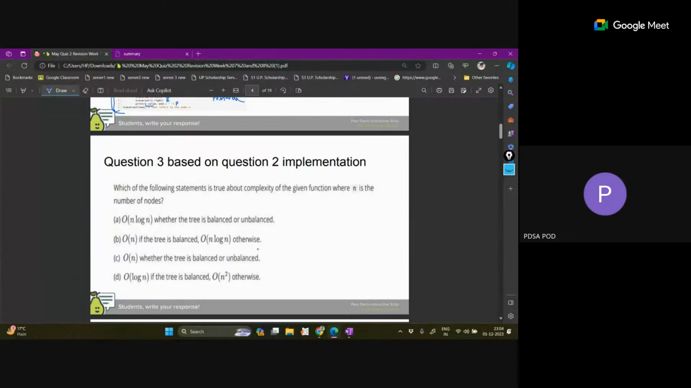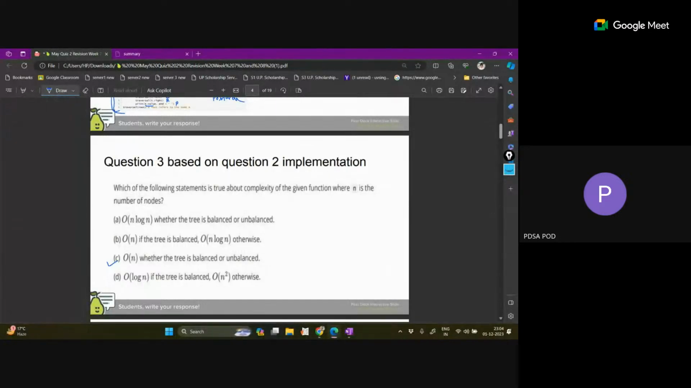So the algorithm does not actually depend on the tree structure. Okay, so it is just a recursive call structure and it is traversing each node. So the answer option C is correct. Big O of n, whether the tree is balanced or unbalanced.